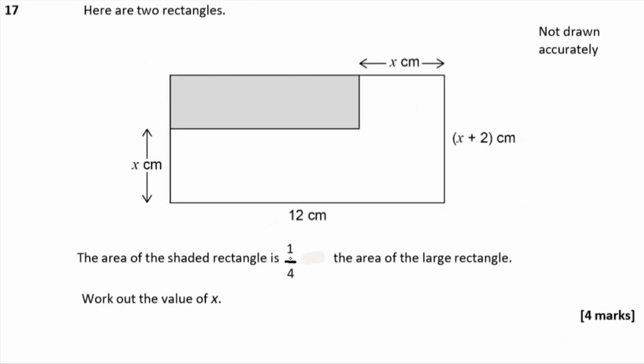Question 17. Here are two rectangles. The area of the shaded rectangle is a quarter of the area of the large rectangle. Work out the value of x.